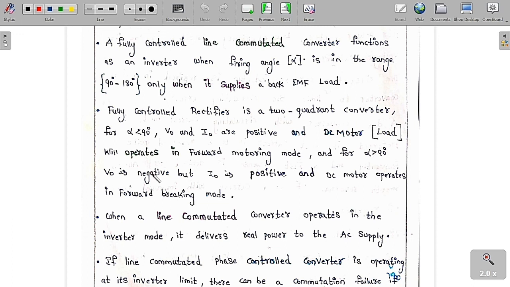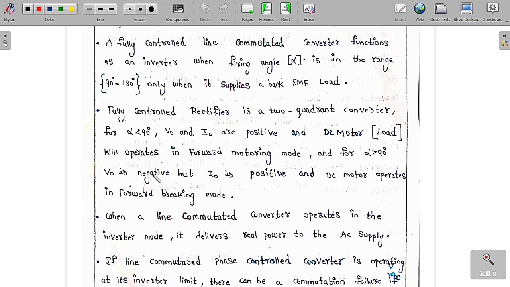A fully controlled rectifier means a two-quadrant converter, so it is going to operate in the first quadrant and also in the fourth quadrant. So when alpha is less than 90, V naught and I naught both are positive. Therefore, if you connect an RLE load, which is a DC motor, it is going to operate in the forward motoring mode. For alpha greater than 90, V naught is negative but I naught is positive, so it is going to act in the forward braking mode. That is the meaning of this.